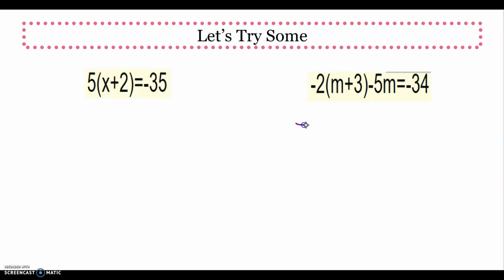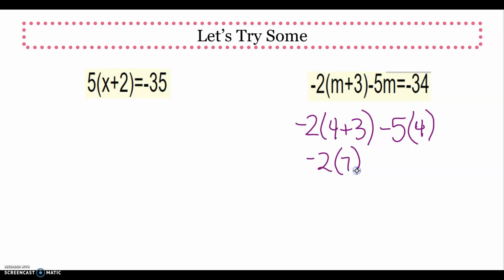So if we plug in 4, everywhere we see m, we're going to see if we get negative 34. So we're going to do what's in parentheses. Notice you don't have to distribute. When you don't have a variable, you can go ahead and solve what's inside. So negative 2 times 7, which gives me negative 14.